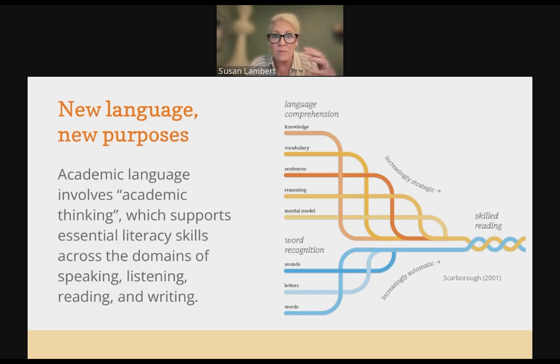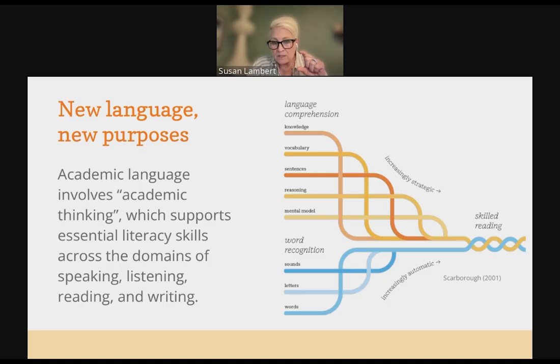It's Scarborough's rope again, right? Helping them have this knowledge, the vocabulary associated with that knowledge, how then this academic language works within texts, how to think about what we're reading about and writing about, right? So academic language involves this idea of academic thinking, and that supports the essential literacy skills across all domains. Remember, all domains: speaking, listening, reading, and writing.